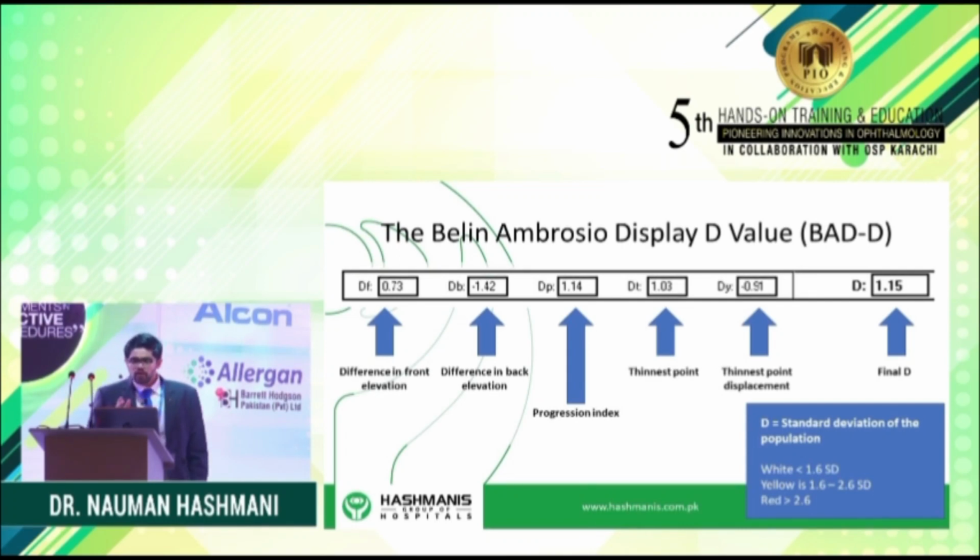That's the red. Now, the D value is great in picking out keratoconics, right? So if you've got a red, you can be very sure that this is a keratoconic patient. But if the D value is normal, that does not mean that the patient is normal. It doesn't have a very good specificity. It has a great sensitivity, not a very good specificity. So if someone has a white D, that does not mean he's normal. It's not a specific test.